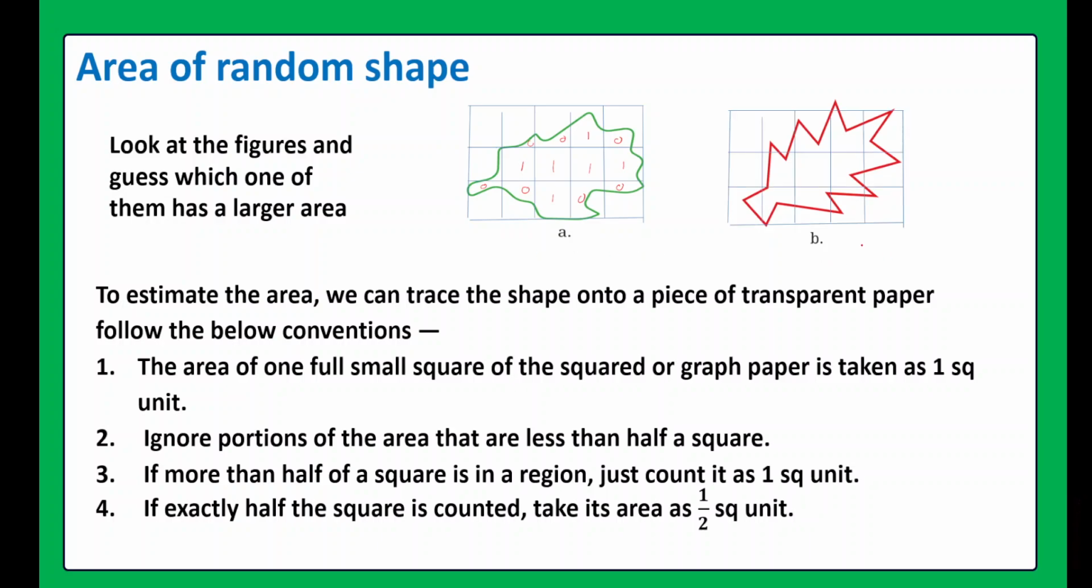Similarly, we can do this for B also. As this area is greater than half, we can consider it as 1, 1. Similarly, this one is 1, 0, 0. This area is 1, 1, 0, 1, 1, 0. So upon estimating this one, we get 1, 2, 3, 4, 5, 6, 7. This is how we find the area of a random shape.